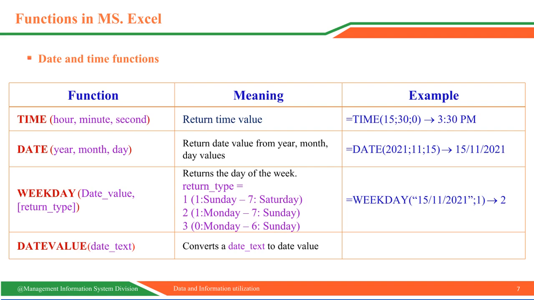WEEKDAY returns the day of the week as a number. If return type equals 1, returns 1 for Sunday through 7 for Saturday. If return type equals 2, returns 1 for Monday through 7 for Sunday. If return type equals 3, returns 0 for Monday through 6 for Sunday. Example: WEEKDAY November 20th, 2025, 1 returns 5.